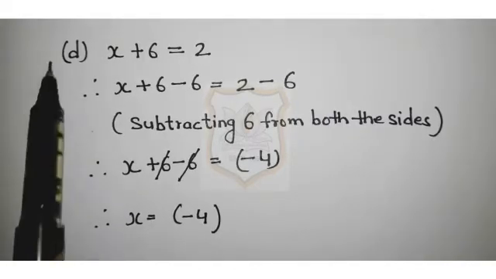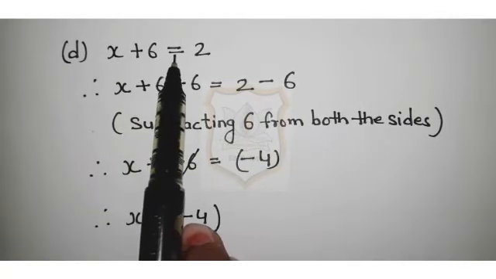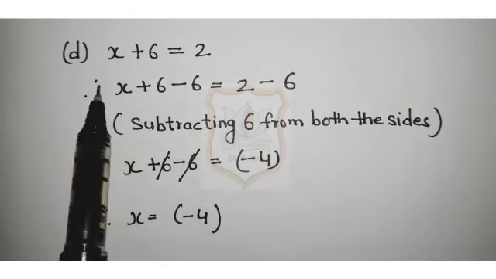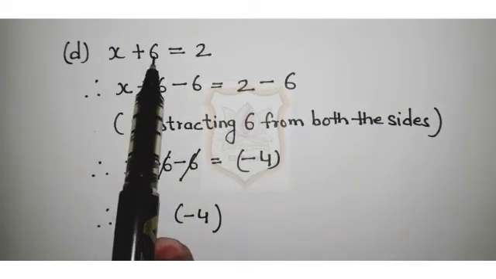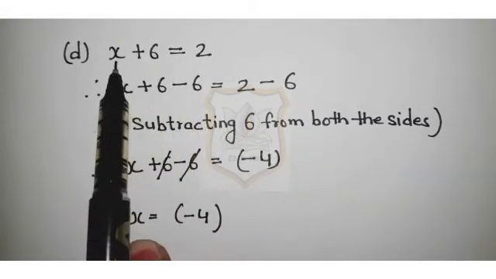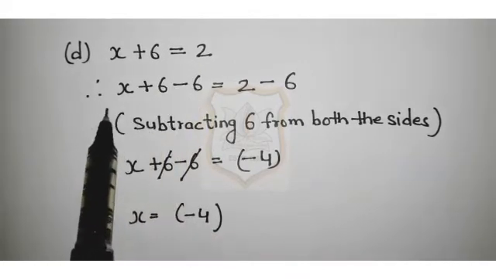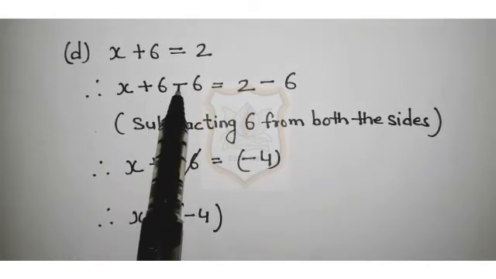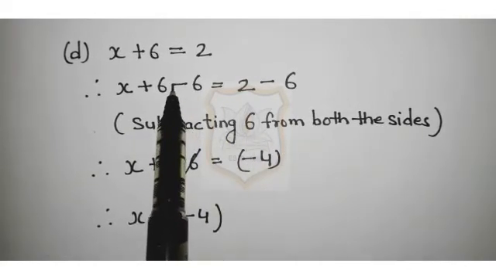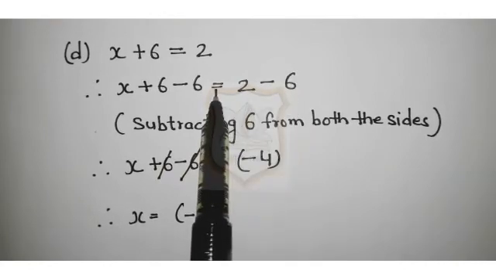Now, let's solve D part of question number 1. That is, x plus 6 is equal to 2. Now, we have to separate this x and 6. This is LHS and this one is RHS. X plus 6 is LHS and 2 is RHS of the equation. Now, therefore, x plus 6 minus 6, subtracting 6 from both sides. We have to subtract 6 on both sides of the equal sign.